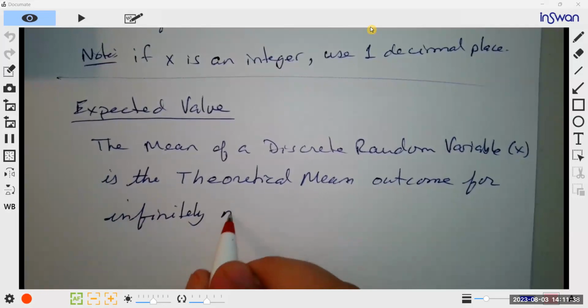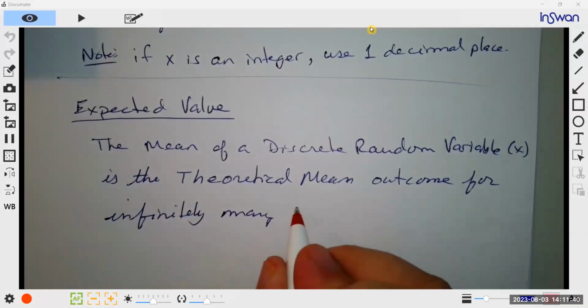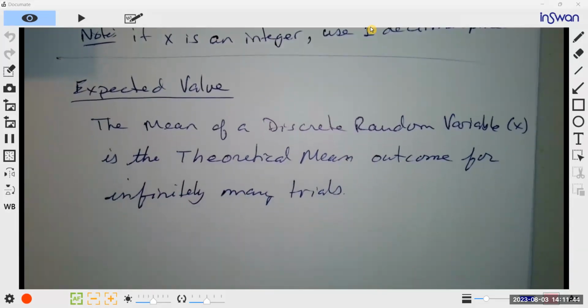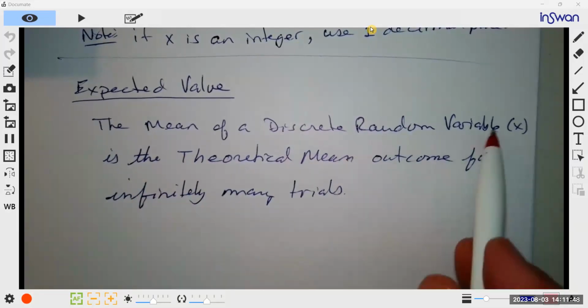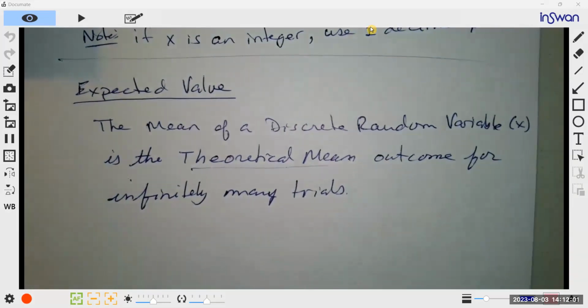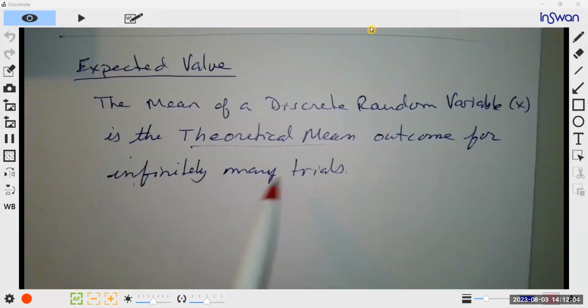For infinitely many trials. So the mean of a discrete random variable x is the theoretical mean outcome for infinitely many trials. Remember, we're dealing with populations here. That's what we have for discrete random variables, for discrete probabilities: populations. So that's why we're using infinitely many trials to analyze this.